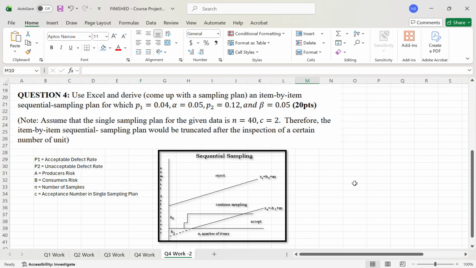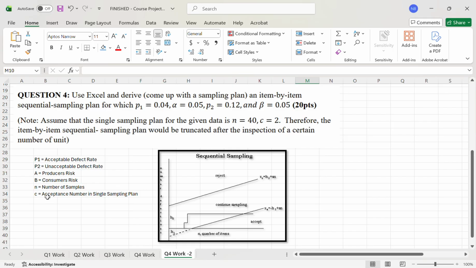Before we get into the problem, let's give a little background. In terms of these data points, P1 is your acceptable defect rate, while P2 is your unacceptable defect rate, right? So what amount of defects is acceptable and unacceptable? Your alpha is your producer's risk, and your beta is your consumer's risk. N stands for number of samples, and C is your acceptance number in a single sampling plan.